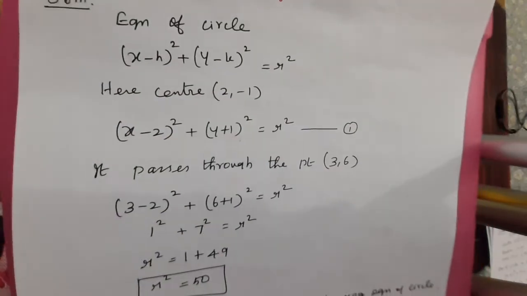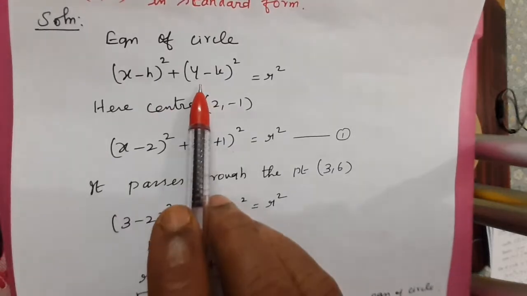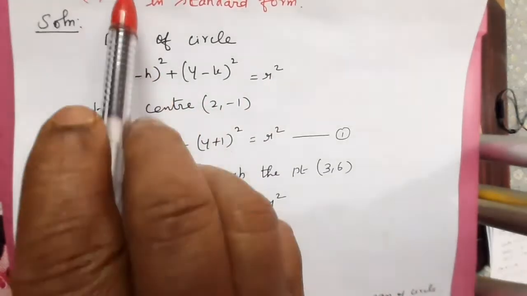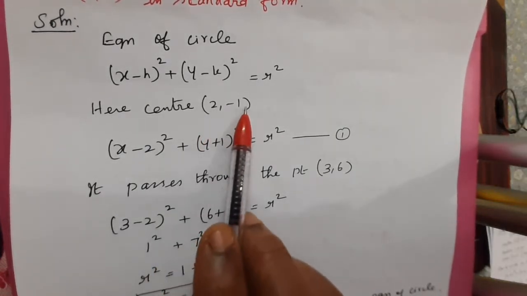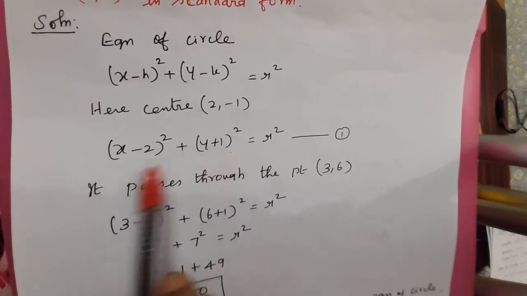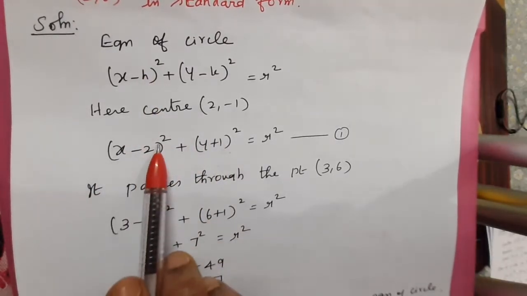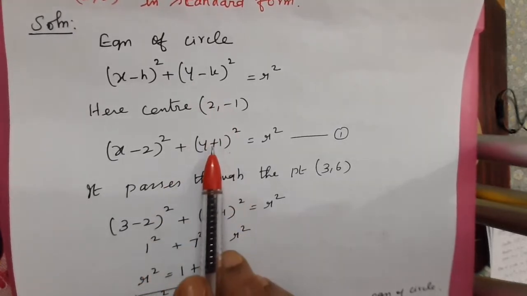So what is our equation of the circle? The equation of the circle is x minus h the whole square plus y minus k the whole square equal to r square. The given center is 2, minus 1, so instead of h, k you substitute 2 and minus 1. So x minus 2, instead of h you substitute 2. X minus 2 the whole square plus y, already having minus 1, minus into minus becomes what?